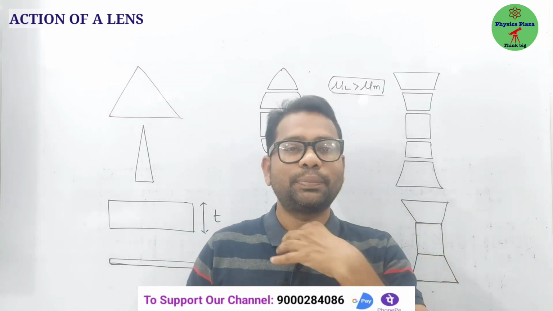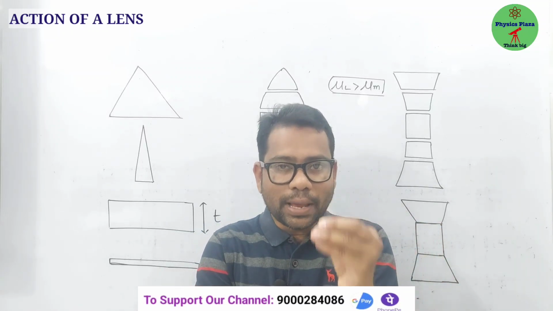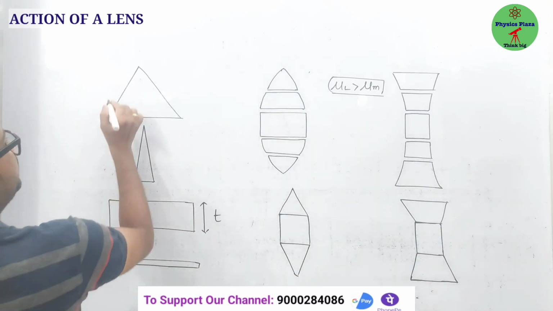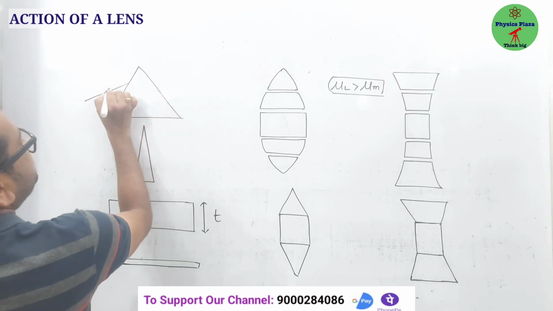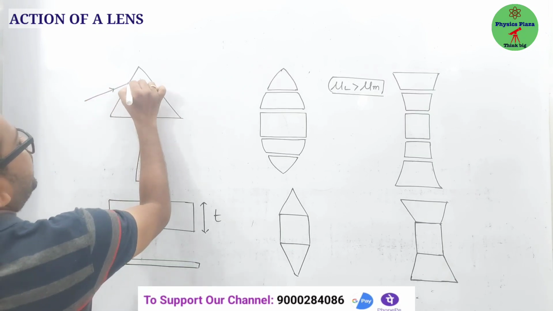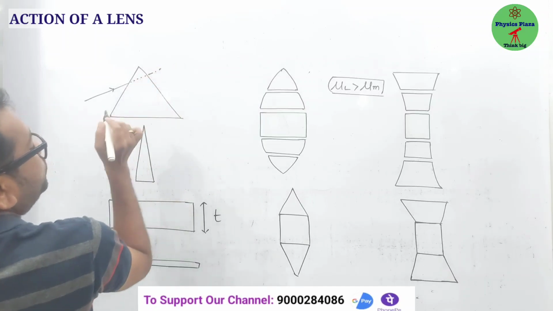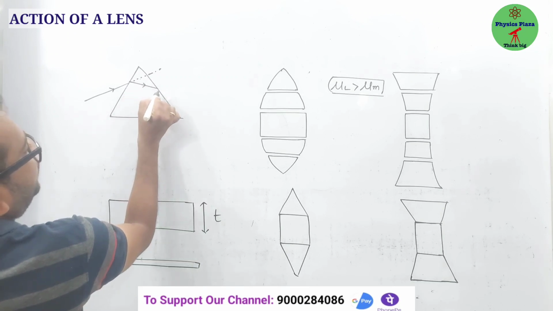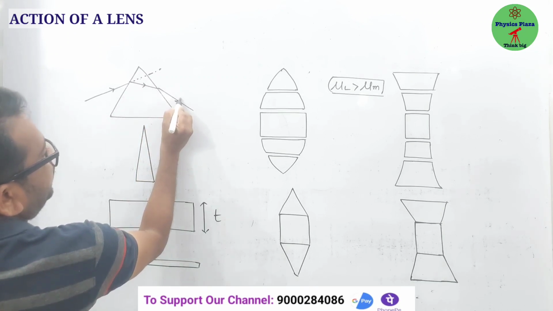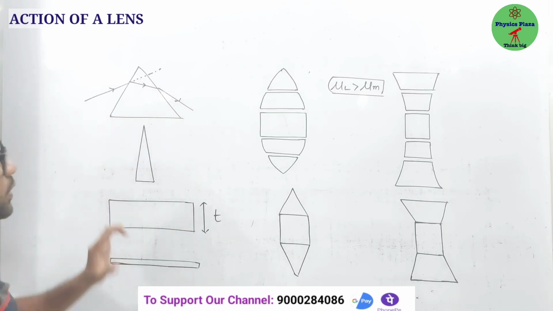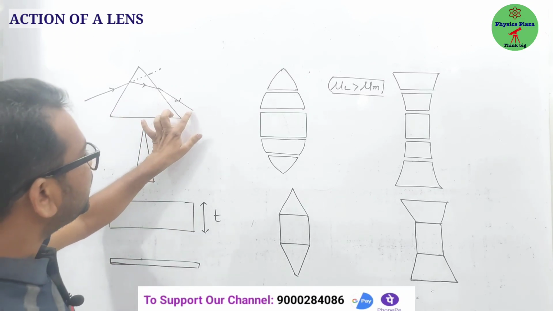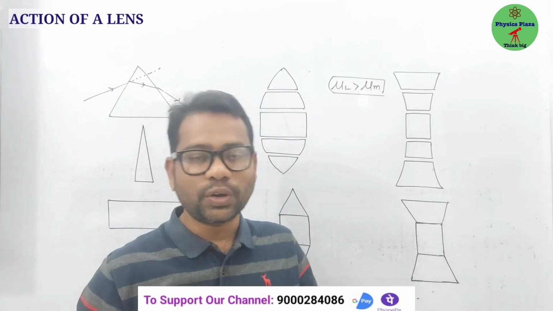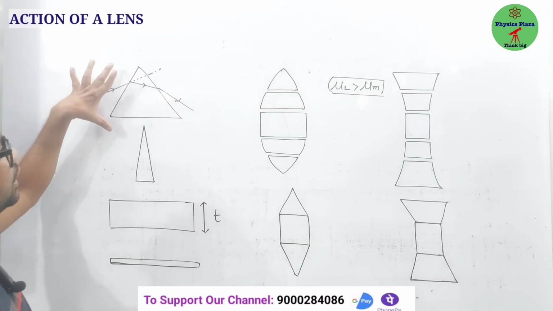the action of the prism and the action of the glass slab. What happens when light is incident on a prism as well as a glass slab? Look at here. Suppose, children, a light is incident on the prism like this. Then obviously it would go in a straight line, but due to refraction, it gets deviated like this. Finally, the light ray will come towards the base. This is very important. Okay? Fine.